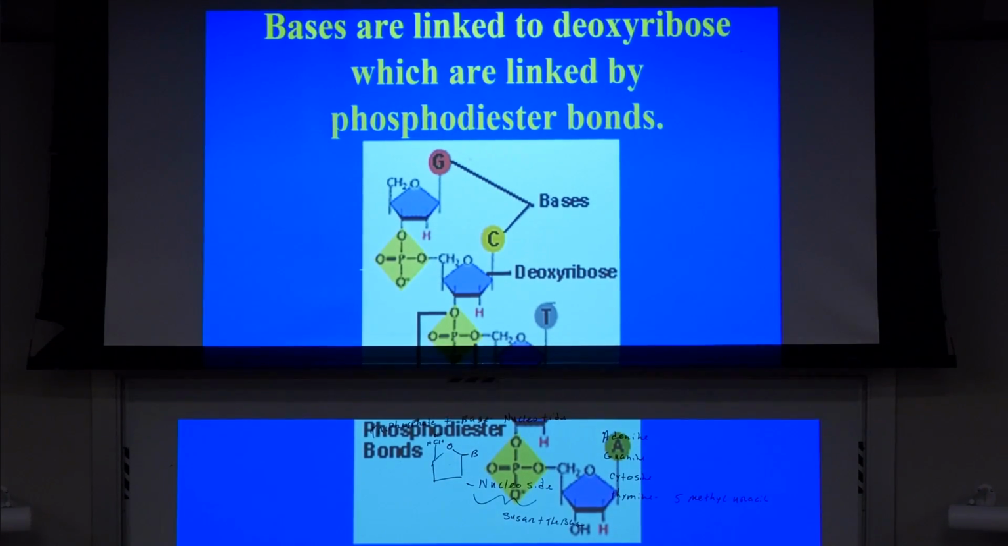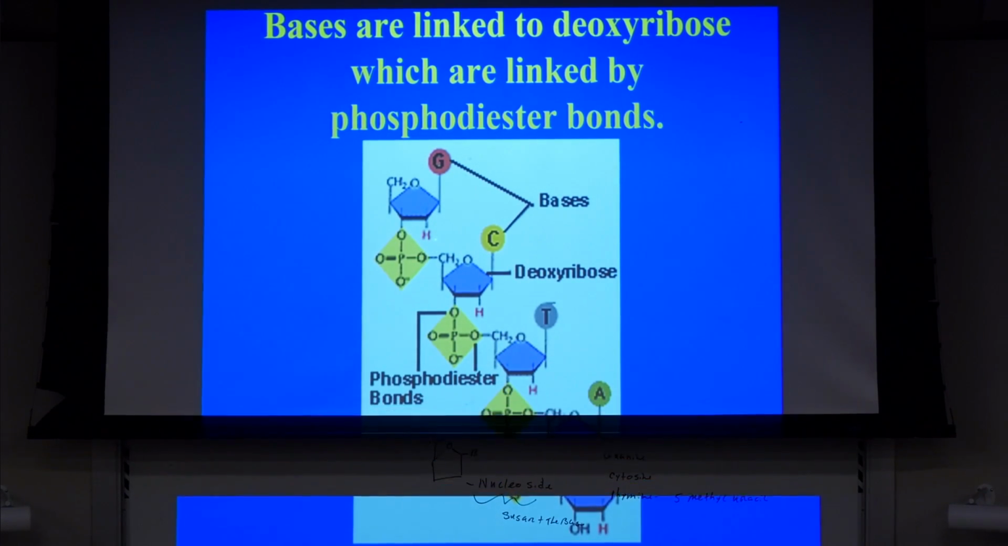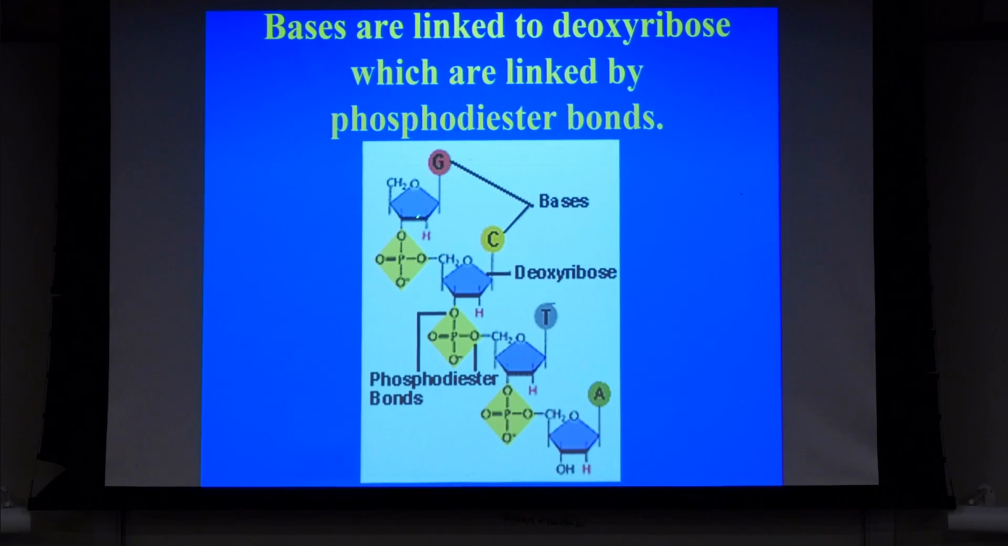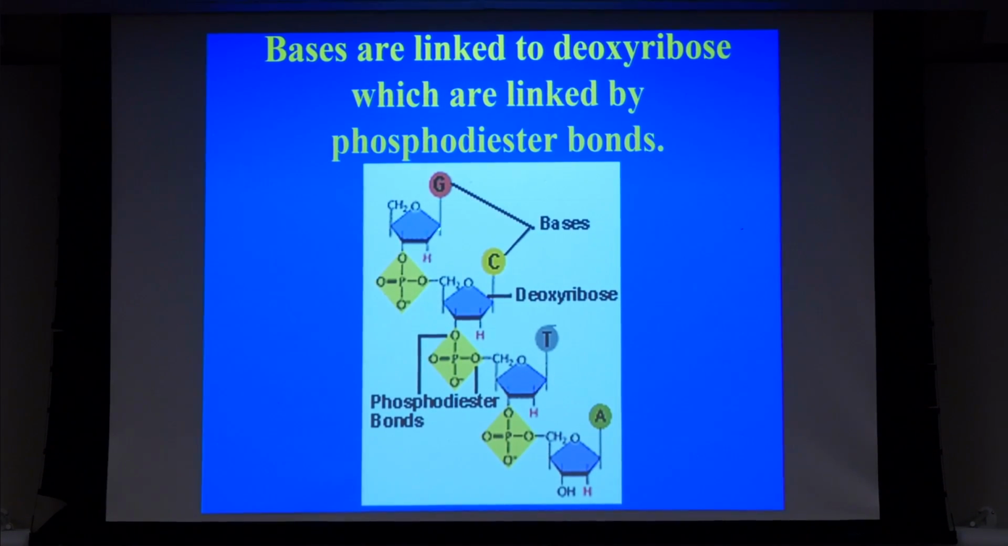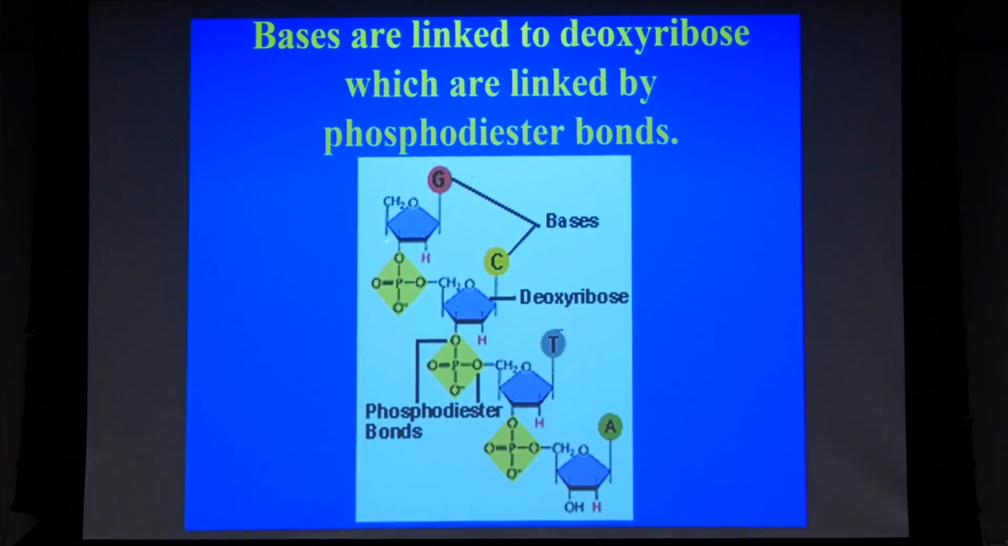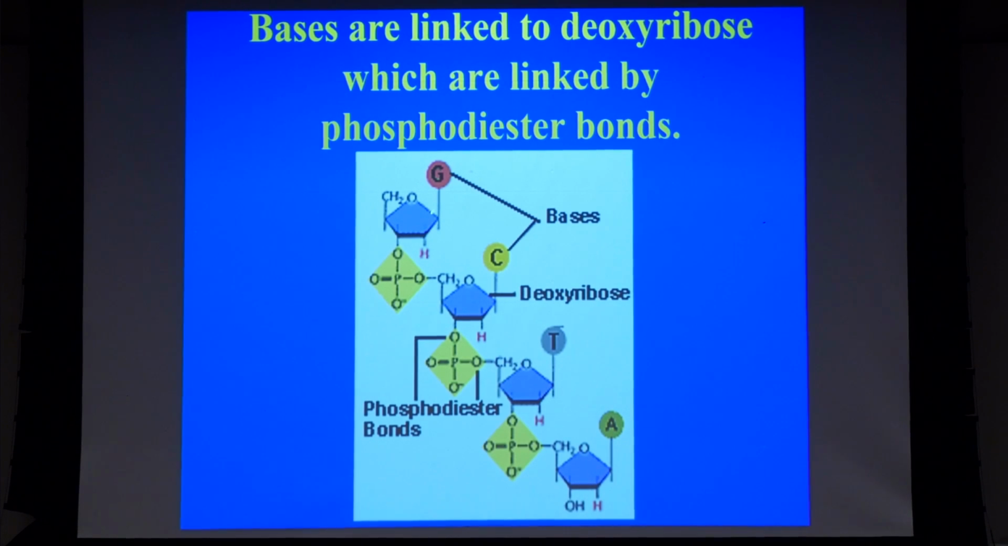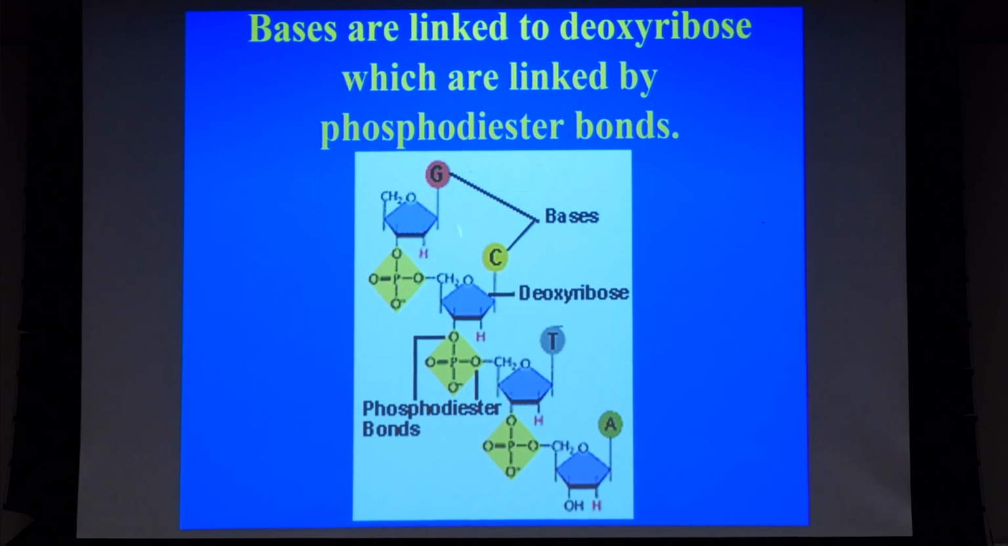So here's the 5-carbon sugar. They have the hydrogen in red to demonstrate that this is deoxyribose. So if you count the sugars 1, 2, 3, 4, and then 5, the number 1 carbon they're showing here, covalently linked by the glycosidic bond to the guanine. Here it's the cytosine. Here's the thymine. Here's the adenine. Those are the bases.